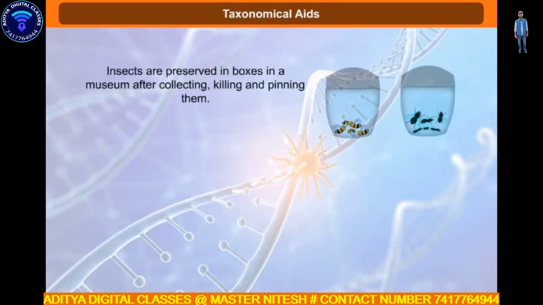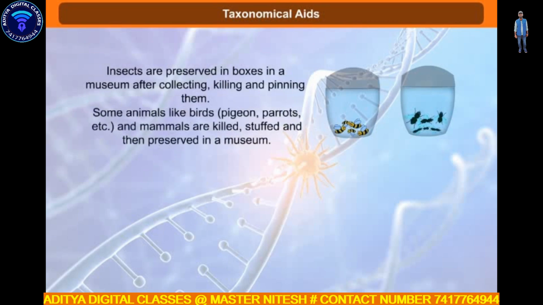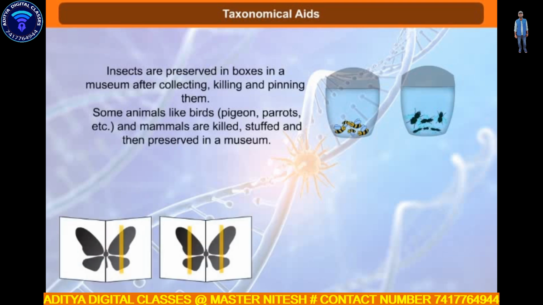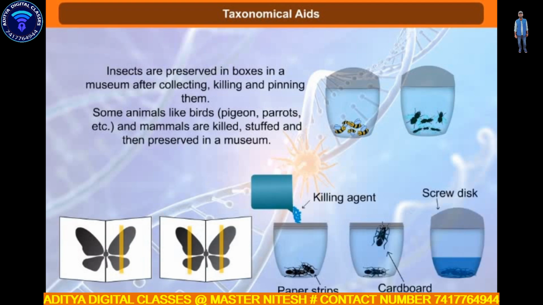Insects are preserved in boxes in a museum after collecting, killing, and pinning them. Some animals like birds, pigeon, parrots, etc., and mammals are killed, stuffed, and then preserved in a museum.